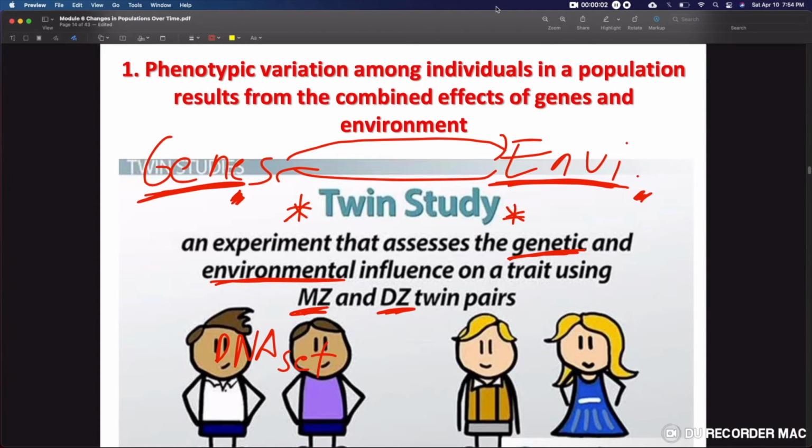Okay. Now, to do these experiments, what our scientists will do is that they will collect a bunch of twins, of course, to have enough sample for their experiment, and they will separate these at birth. One would be thrown to a wealthy family, for example. One would be thrown to a poorer family, and this is the Filipino teleserye.